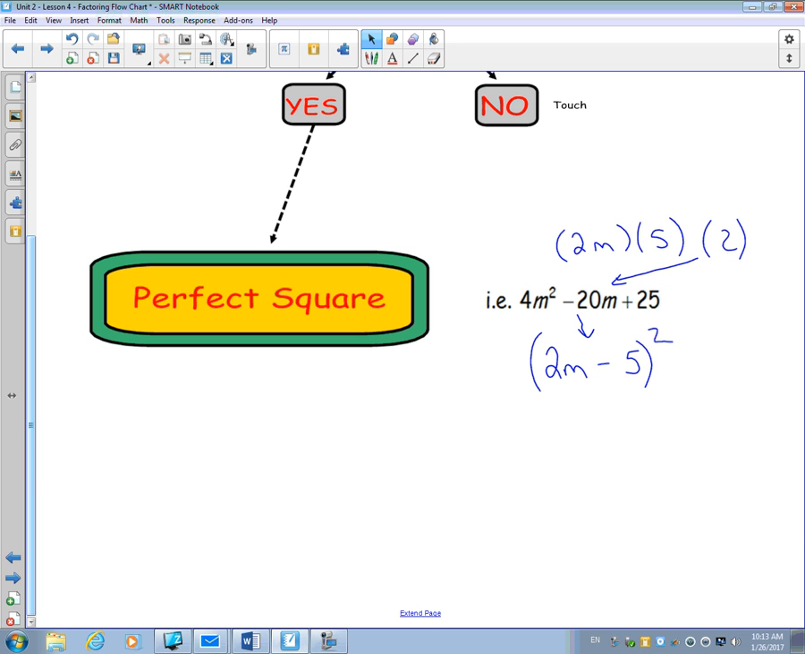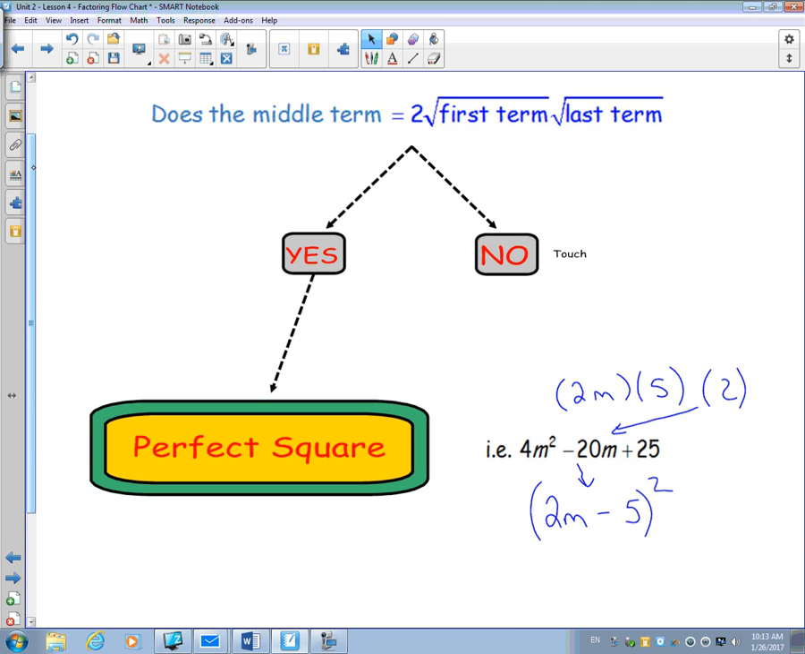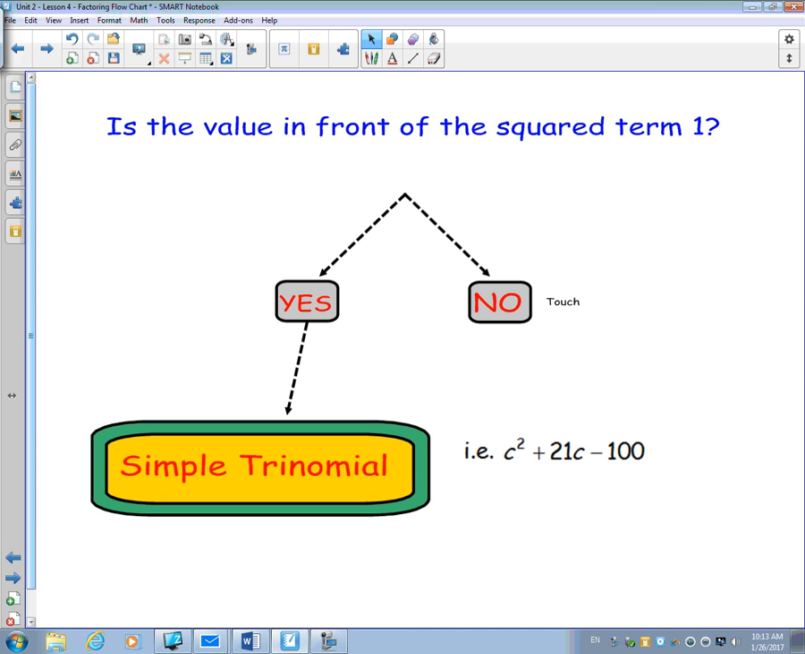But if you can't recognize it, it's not the end of the world. So the question was, does the middle term equal this? Well, what happens if it doesn't? We have two choices. Choice number one, is the value in front of your squared term 1?